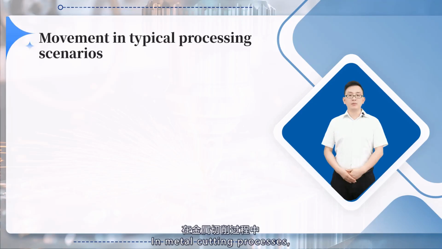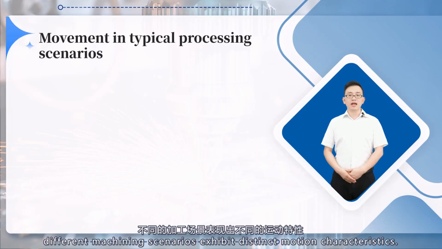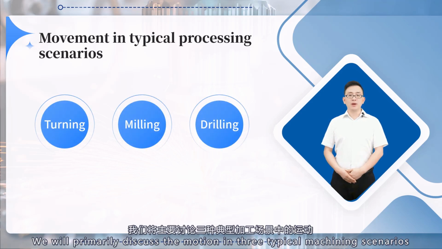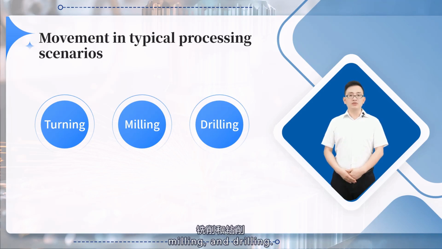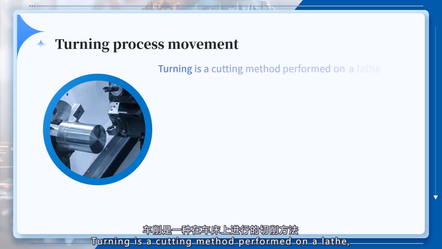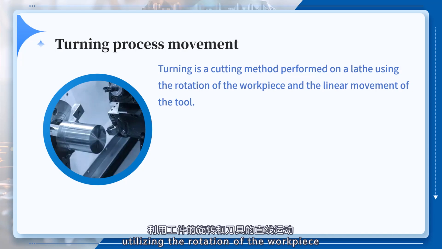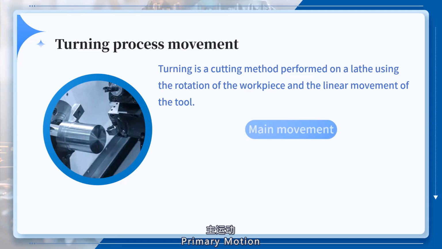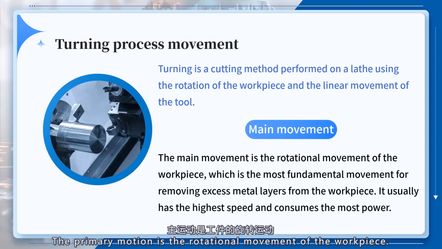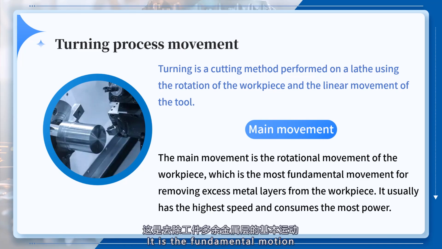In metal cutting processes, different machining scenarios exhibit distinct motion characteristics. We will primarily discuss the motion in three typical machining scenarios: turning, milling, and drilling. Turning motion. Turning is a cutting method performed on a lathe, utilizing the rotation of the workpiece and the linear movement of the tool. Primary motion. The primary motion is the rotational movement of the workpiece.